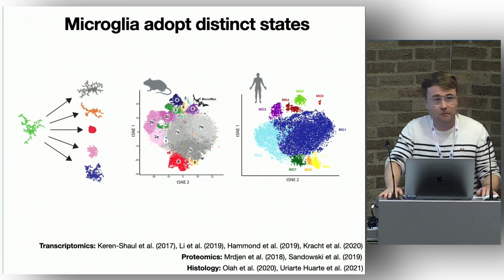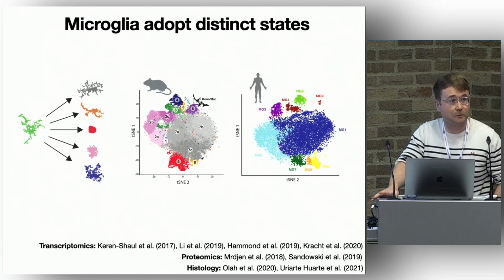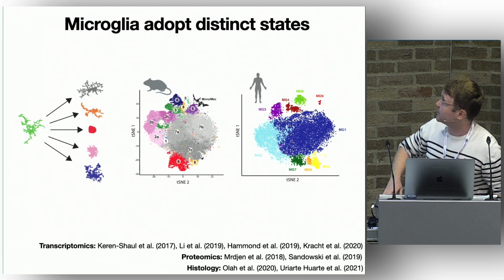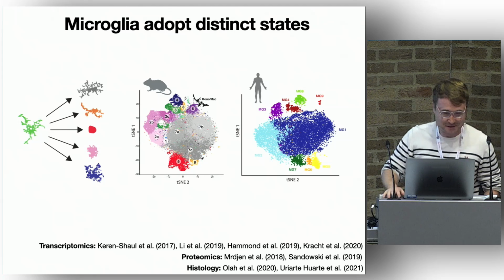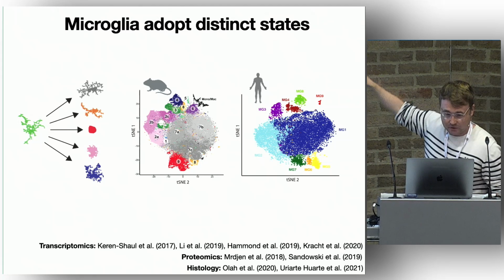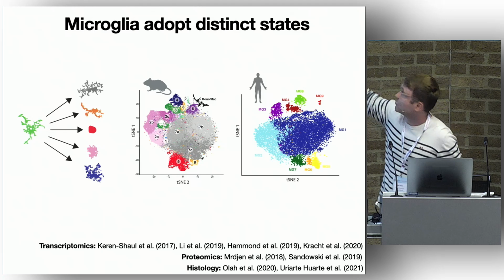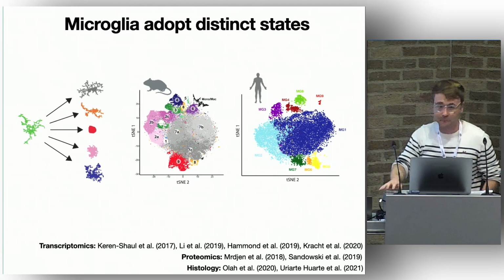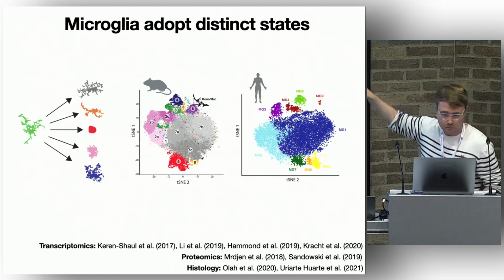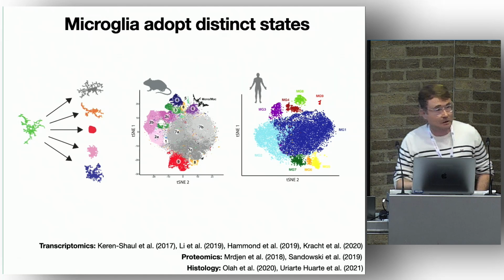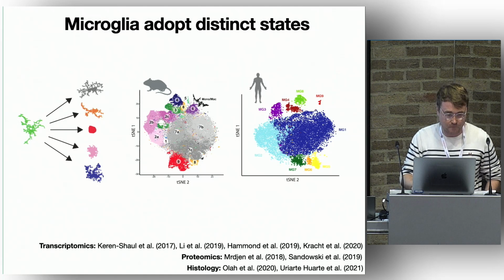And these states have distinct gene expression in addition to a core microglial signature. And you can see that here in these single cell plots, maybe death by t-SNE rather than UMAP this time, where each dot is a microglia, and cells with similar gene expression cluster together into different states. So microglial states are found in the mouse and the human brain and have been discovered with a variety of different approaches, not just transcriptomics.